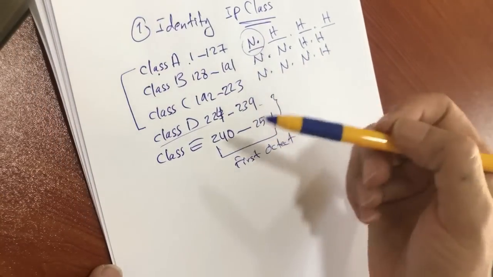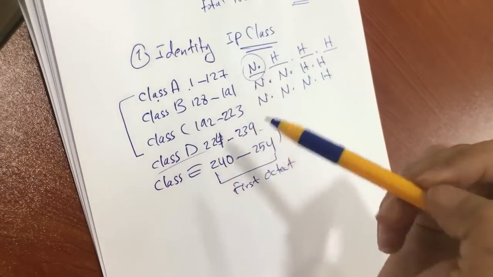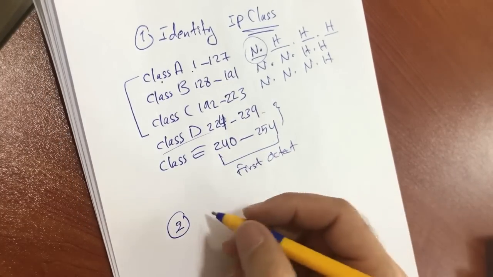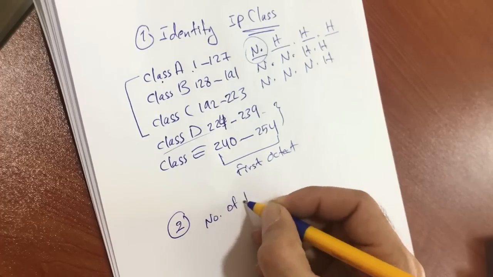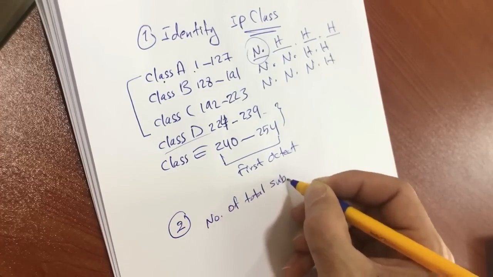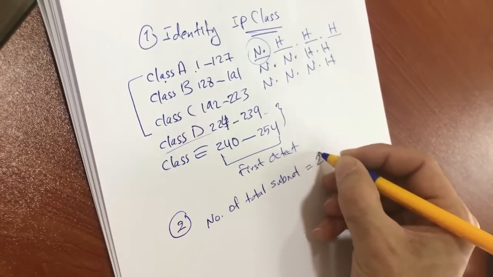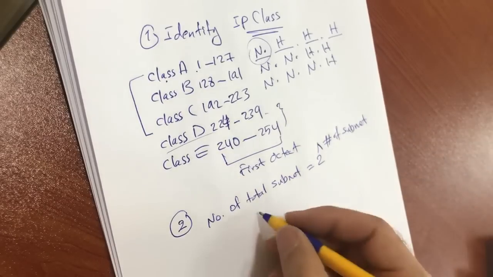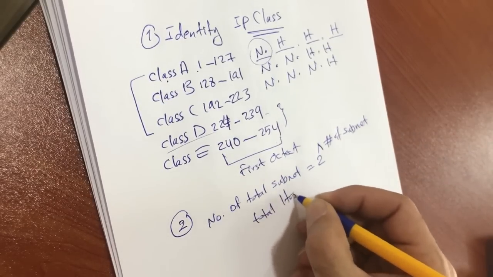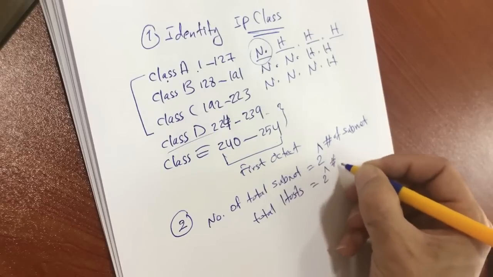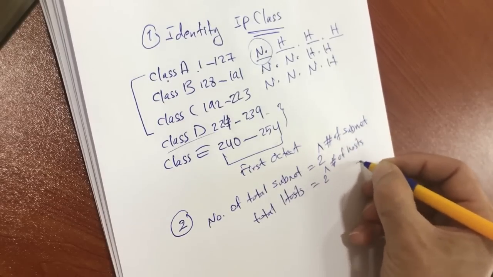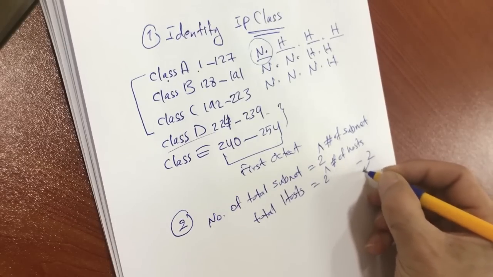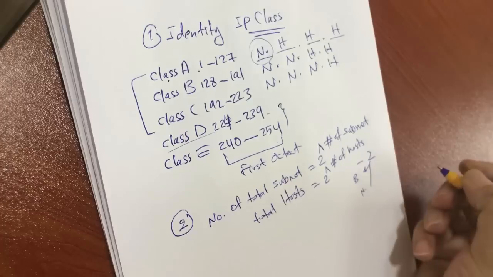So as I said, the first step is to identify which class you have. The second step: we have a rule. The total number of subnets is equal to 2 to the power of the number of subnet bits, and the total hosts is equal to 2 to the power of the number of host bits, minus 2. It is minus 2 because one number is used for broadcast and one number is used for the network ID.